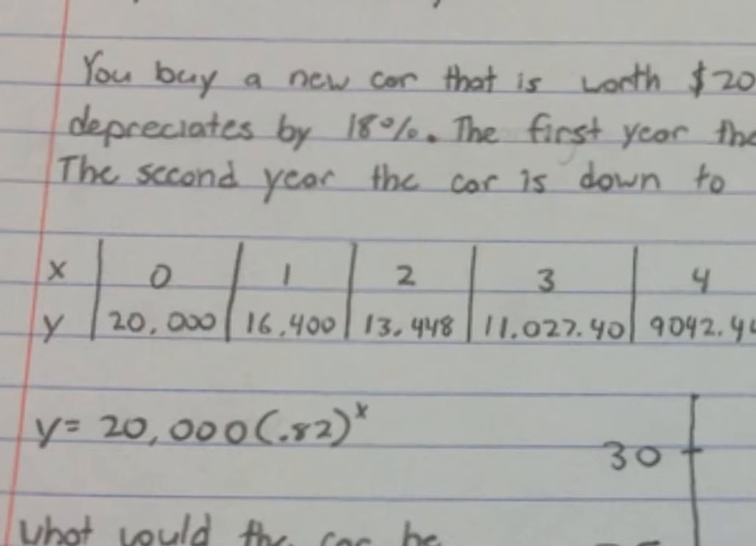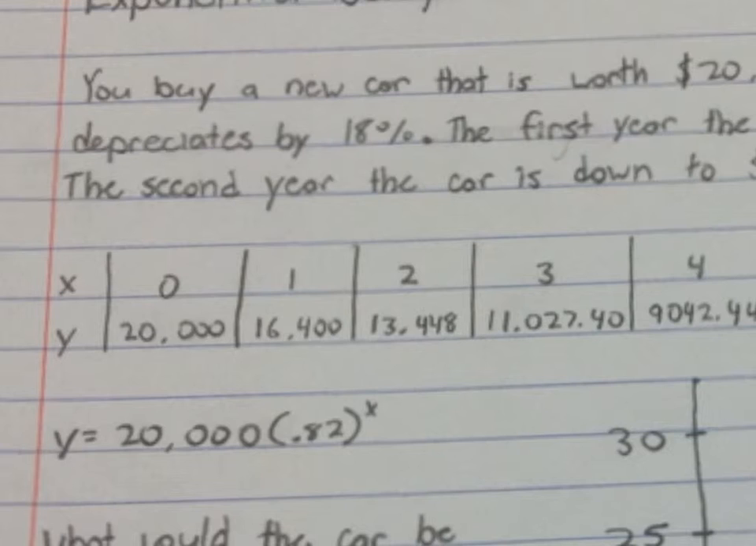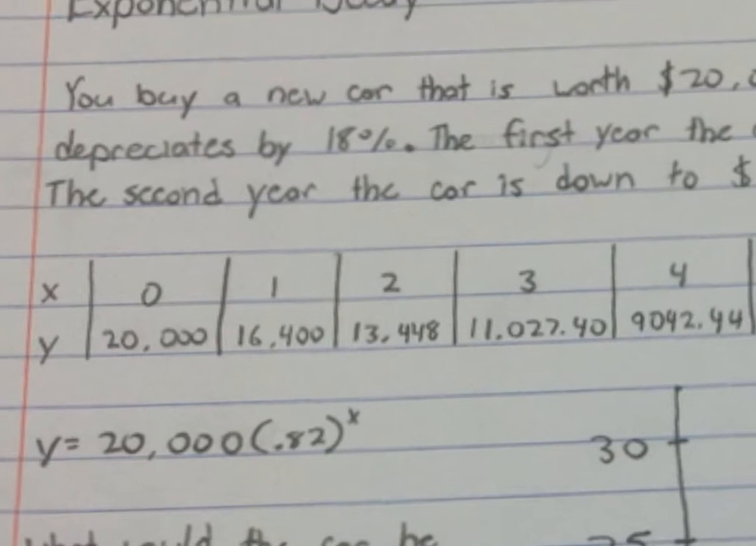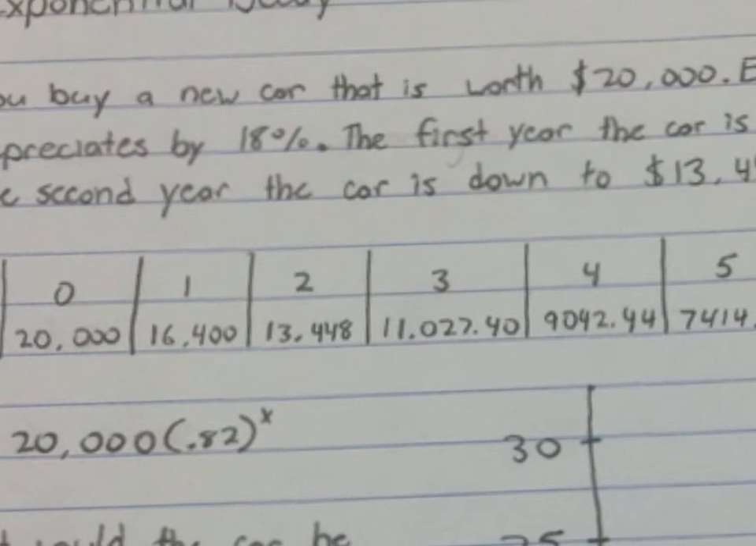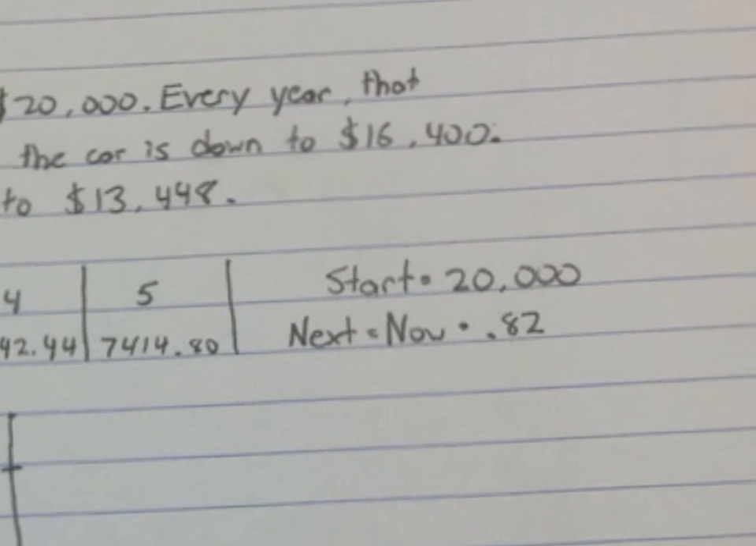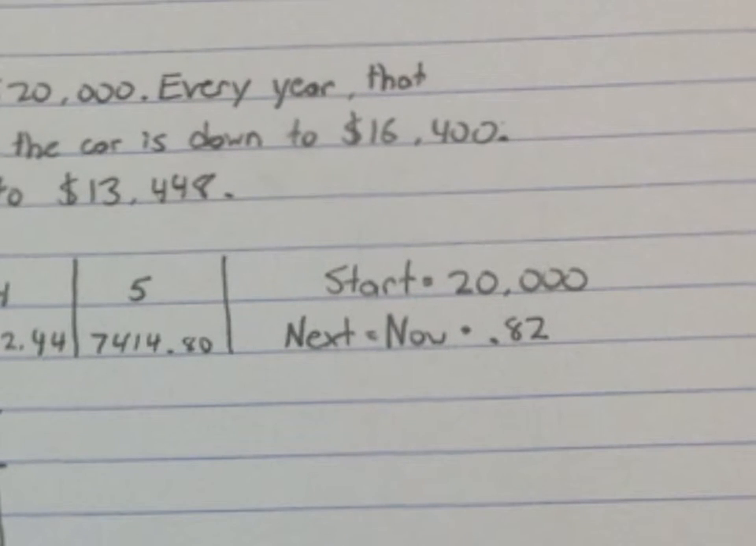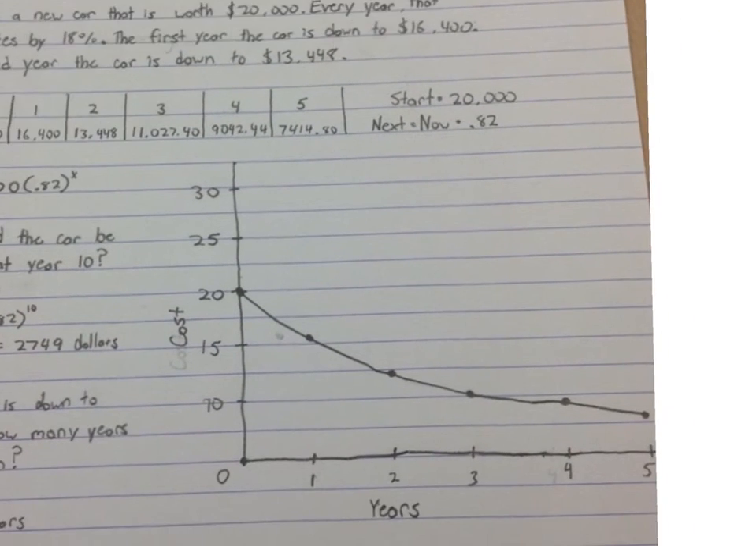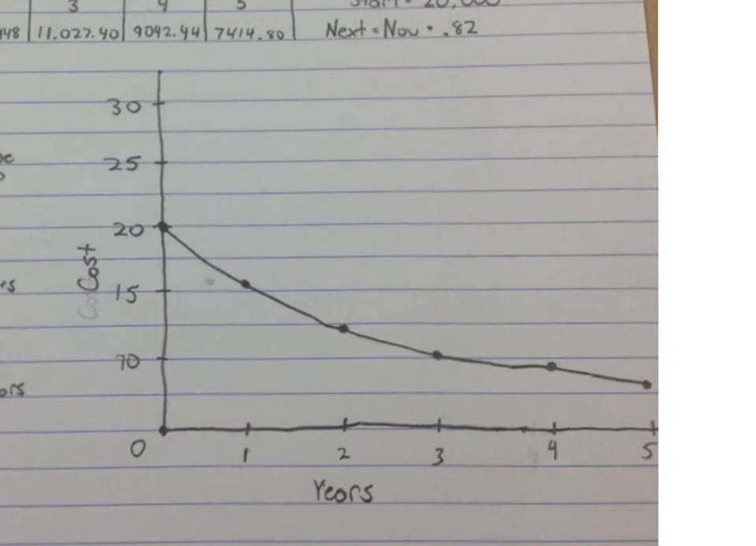In the table, you can see that it starts at 0 years, and it is at $20,000. And it goes down 18% each year. The now-next rule is next equals now times 0.82. The start is 20,000. As you can see in the graph, it is very curved and is going down drastically every year.